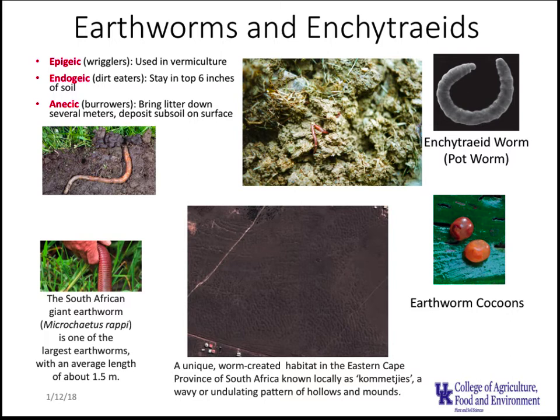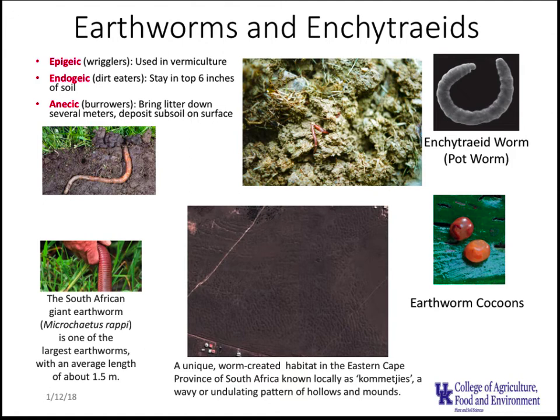So earthworms, enchytraeids or potworms, a bunch of different types of earthworms. You can divide them into three big basic groups. Epigeic, these are the wrigglers, the things that are in that detritus or litter layer. The endogeics, these are the dirt eaters. These go back and forth in the soil environment, consuming organic matter in the soil. And the anecics, these would be the things like the night crawlers and the earthworms that burrow up and down and bring soil organic matter into their burrows.